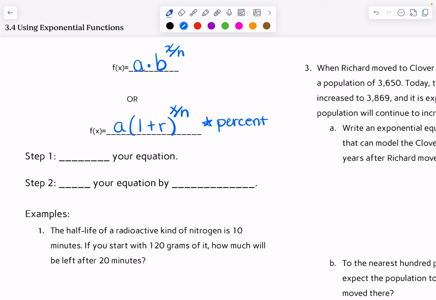So the steps for this are actually really quite easy, especially if you've already done the creating exponential functions video. The first thing you're going to do is create your equation after you've read through the problem. And then we're going to use the equation by substituting what we know.